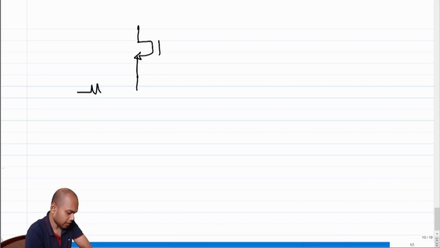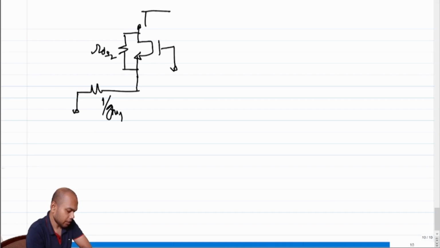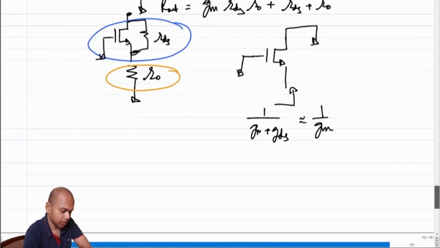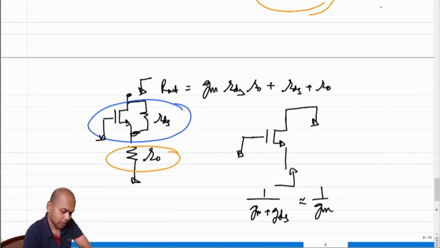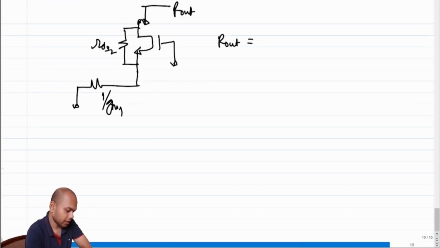So we have something connected here. What is connected here? 1 over GM1, and this is RDS2, and we are trying to find out what is the impedance looking here, right? What is R out? If you simply plug this in this formula, what should I get? I should get clearly the summation of two R's, RDS2 plus 1 over GM1 plus, what is the important thing?